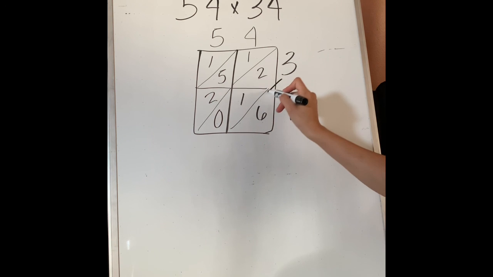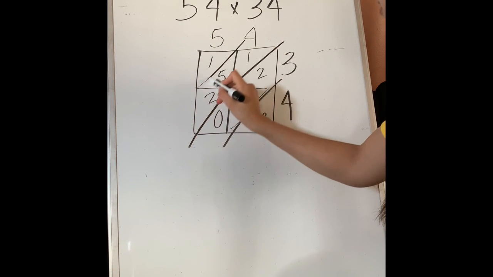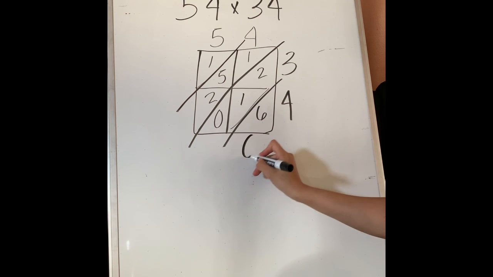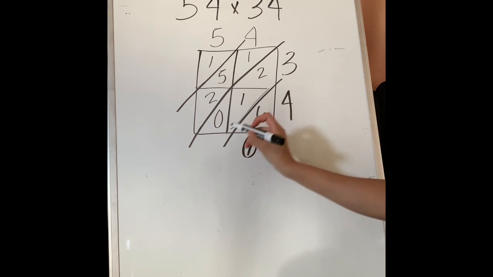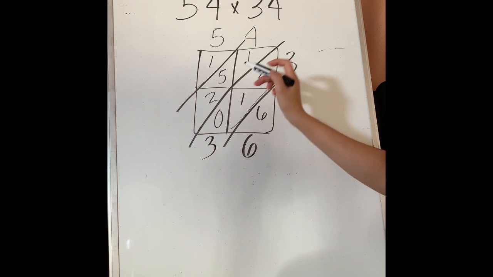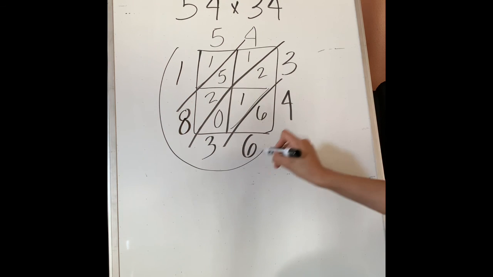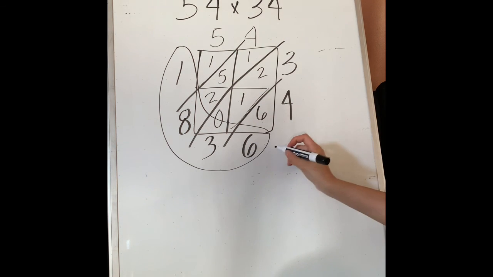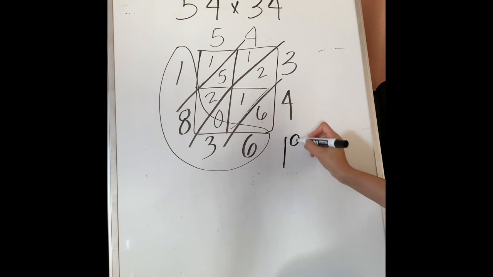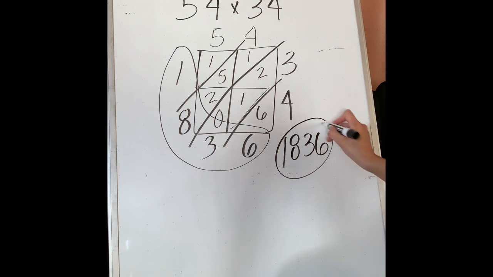Okay, so now I'm going to extend my lines so I can begin to add. So 6, 2 plus 1 equals 3. 5 plus 2, 7. 7 plus 1, 8. And then your 1. So right here comes out to be 1,836 is my answer for 54 times 34.